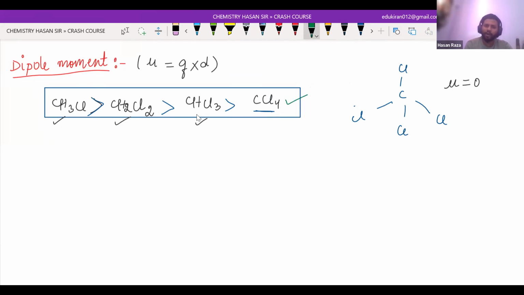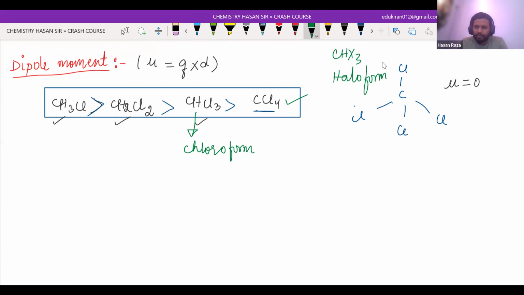This is carbon tetrachloride, and this is trichloromethane, and its common name, which is very famous, is chloroform. You can remember it like this: CHX3, which is very easy and important, and we call it haloform. If at the place of X you have I, that is called iodoform, and you have heard of this iodoform test, right? And if at the place of X it is Br, then it is bromoform. So this is very important. Please do write.